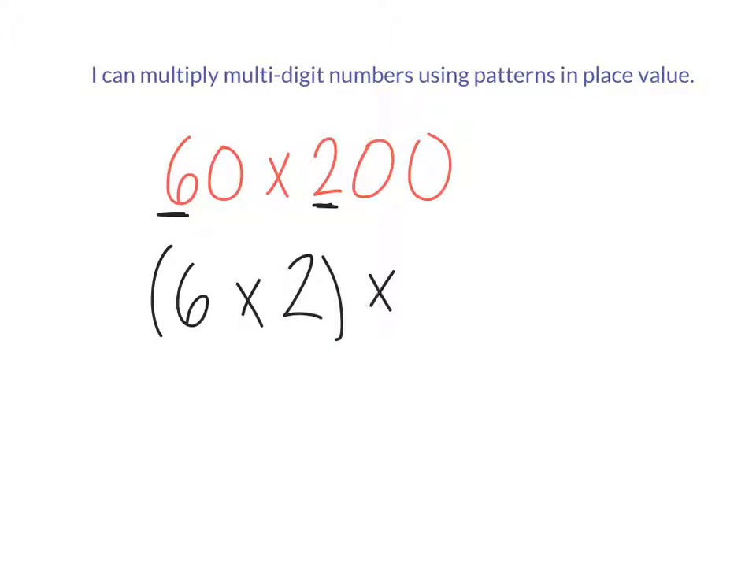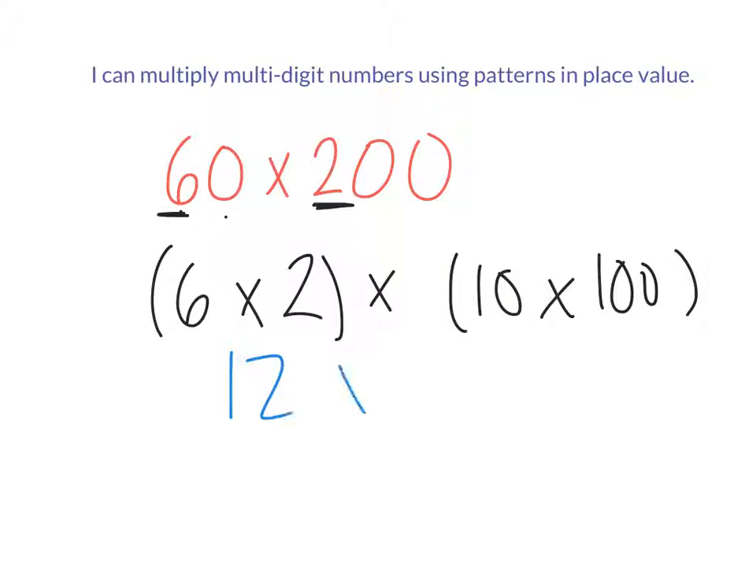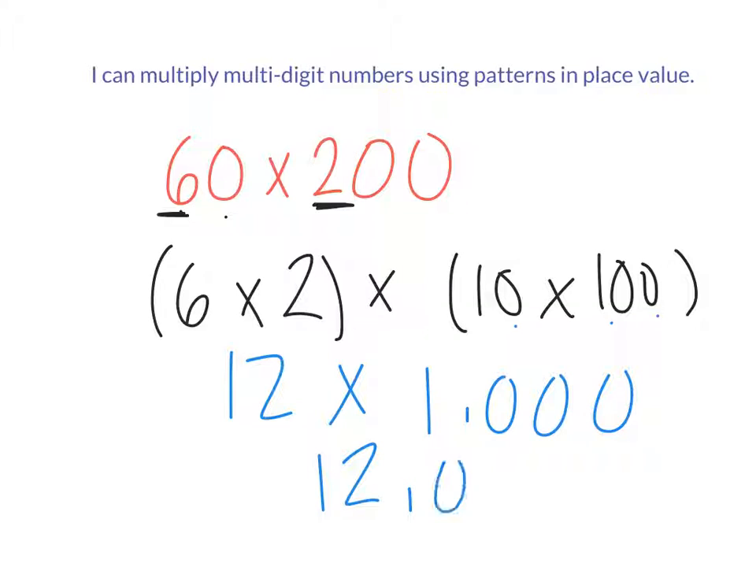I have to multiply again, but this time I'm going to take out my place value. So my 6 was in what place? Let me see, my ones. Oh, it was in my tens. So I put a 10 times the place value of my 2, which is in the hundreds, so times 100. And from there, my problem gets really easy. I can do 6 times 2 is 12, times 10 times 100. Let me see, 10 times 100. 1, 2, 3 zeros. 12 times 1,000. So my answer must be 12,000.